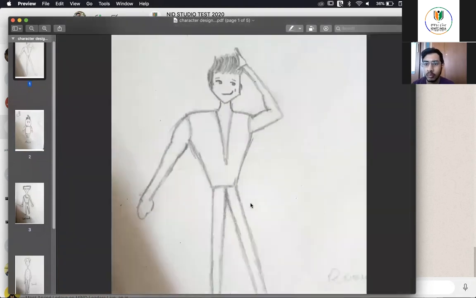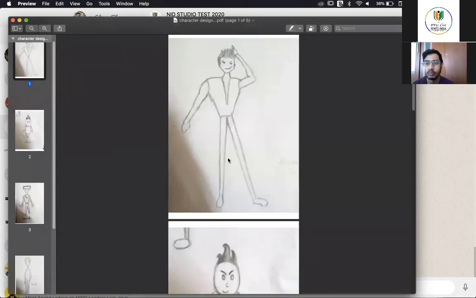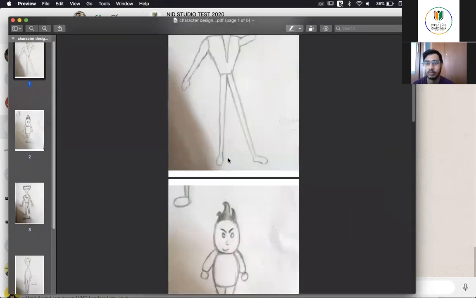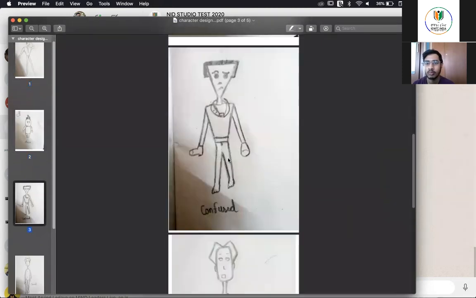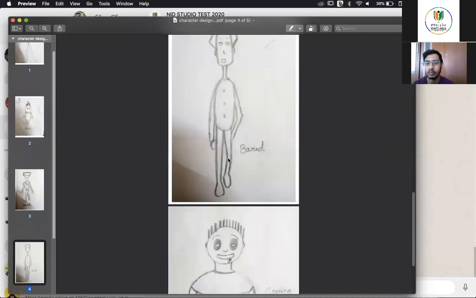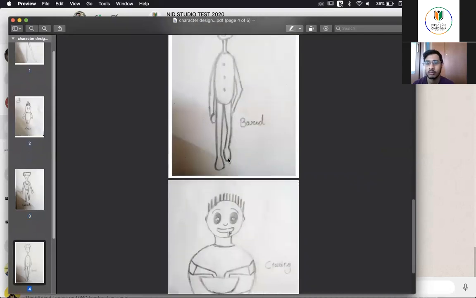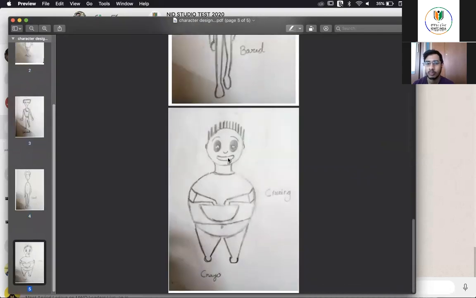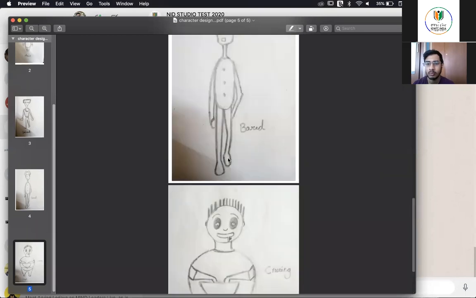So what are these characters? That is romantic, angry, boredom. Yeah. First one is romantic, angry, boredom, craving. What you have to do, by the way, you have to select what? Emotion and give it to physical appearance. Physical appearance. Okay.